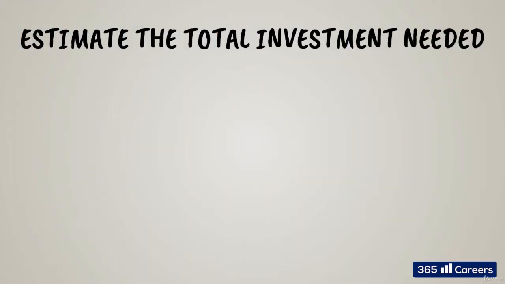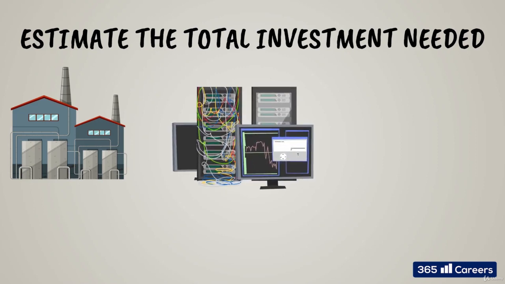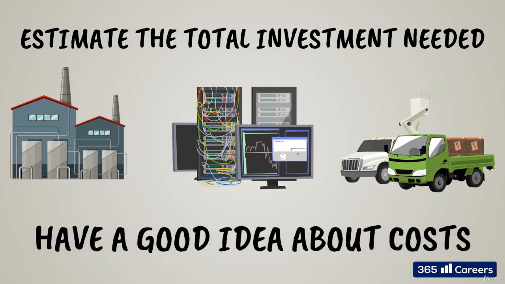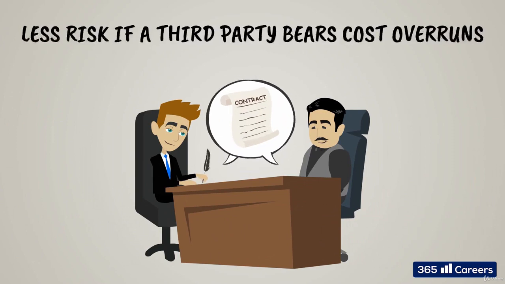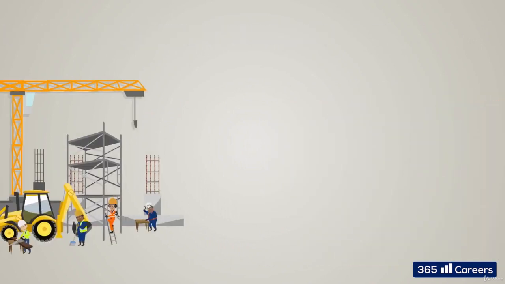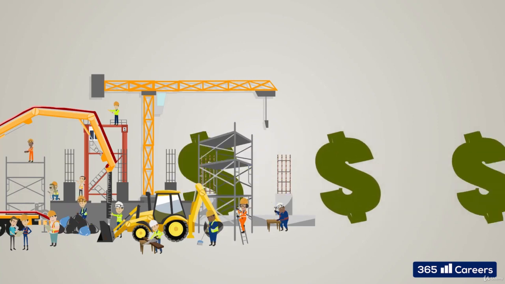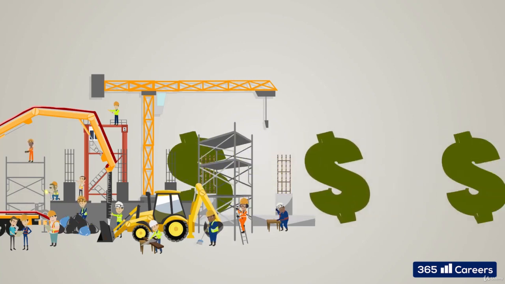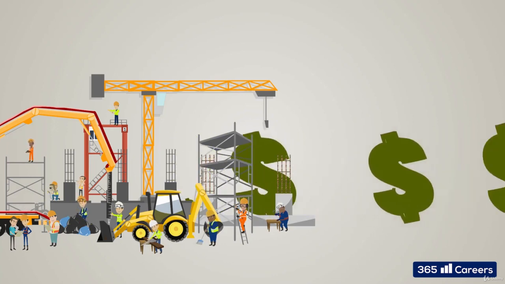First, we must estimate the actual investment needed for the project. Depending on whether we plan to build a plant, invest in IT, or something else, we must make sure we have a good idea about the money needed to complete the project. Things become easier if we sign a contract with a third party and they bear the risks associated with cost overruns. Otherwise, if we invest in building a new facility and construction becomes more expensive than initially thought, the entire project assessment we have prepared with the capital budgeting exercise becomes irrelevant.